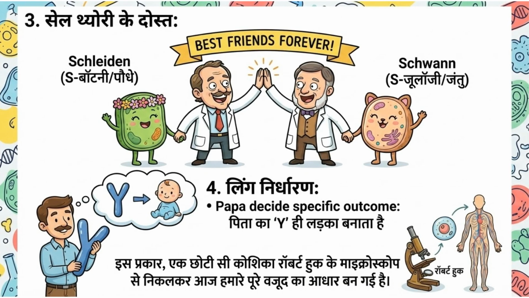Schleiden and Schwann are the best friends of cell theory. Schleiden studied botany and plants, while Schwann studied zoology and animals. Robert Hooke's small cell discovery is the basis of our entire existence today.